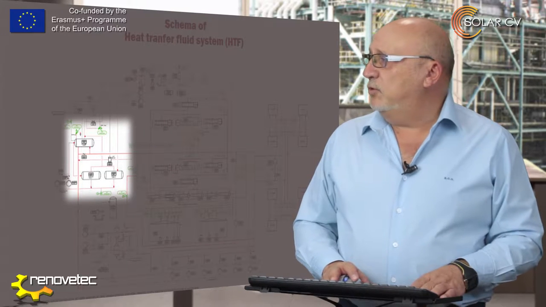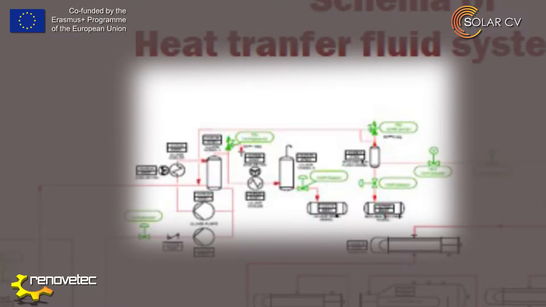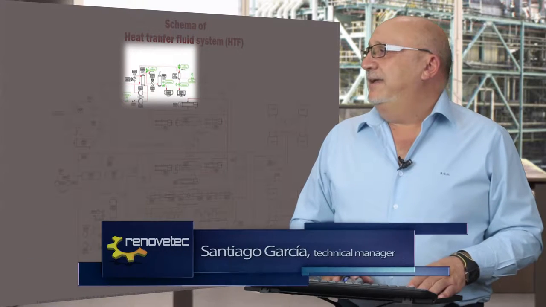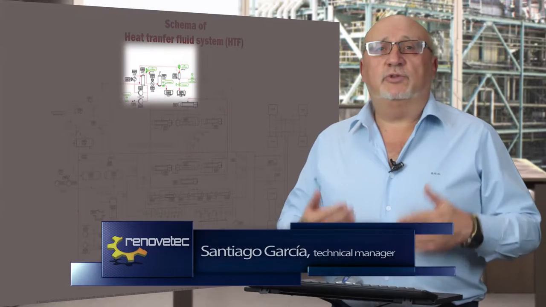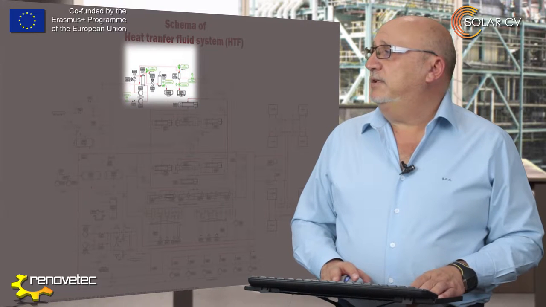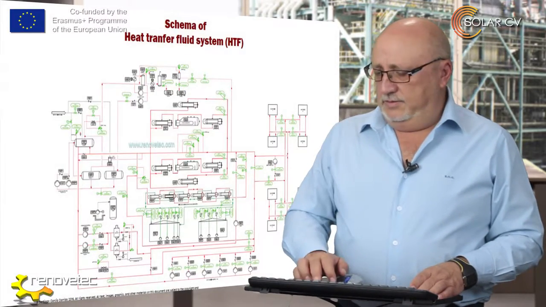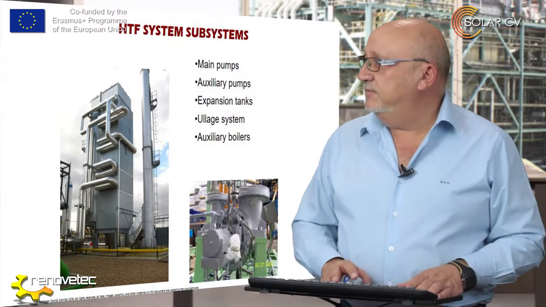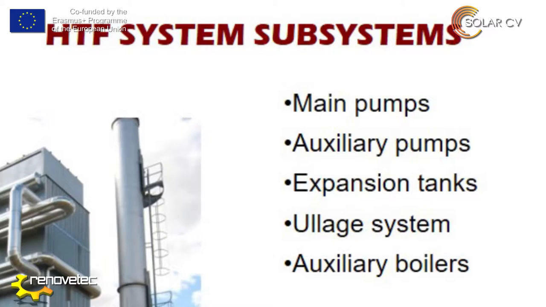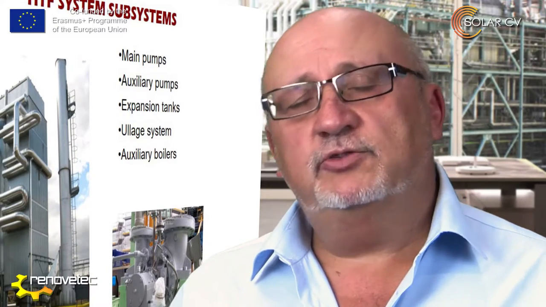We have a system to clean the HTF, to purify it, because the HTF degrades when it is running around the solar field and all the other parts. It degrades, producing some products that we need to take out. The system that removes all these unwanted elements is the degradation system, in some places called an ullage system. In this slide, we can see the main subsystems that compose the HTF: main pumps, auxiliary pumps, expansion tank, ullage system, and auxiliary boiler, because sometimes it's necessary to put some energy into the oil in order to avoid freezing problems.